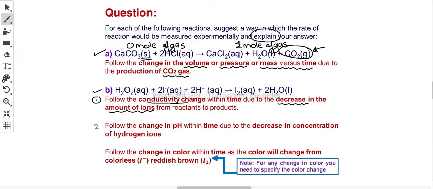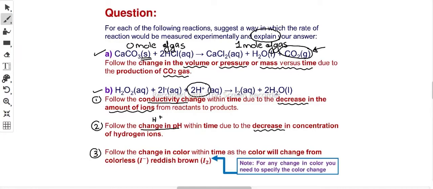Number 2, you can follow the change in pH per unit of time. Talking about pH, I'm talking about hydrogen ions. So if you look at the balanced chemical equation, you have 2 moles of hydrogen ions. So again, there is a decrease in the concentration of hydrogen ions, so there will be a change in pH. So yes, you can use this method.